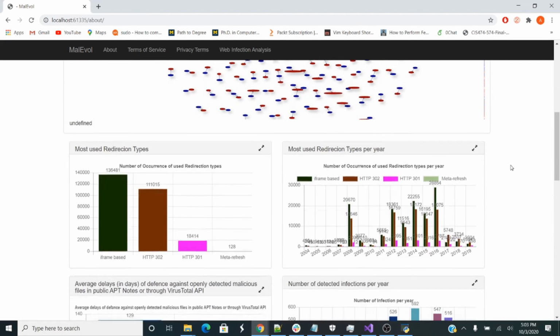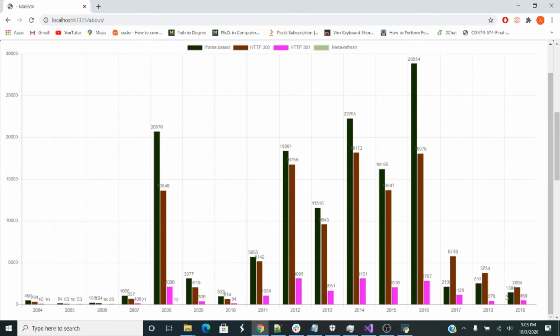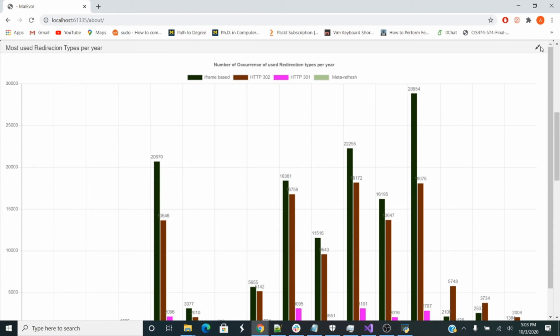So moving on to other analysis, we investigate here the number of occurrences of redirection types over all pickup files. We also look at these results over the years and we compare the evolution of each redirection type each year.